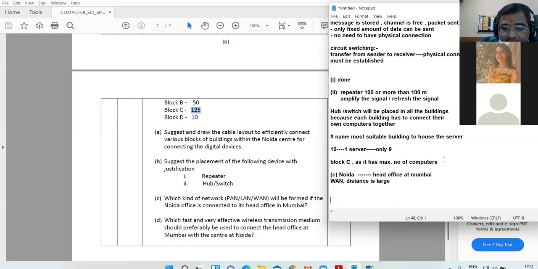Okay, D part. Which fast and very effective wireless transmission medium should preferably be used to connect the head office at Mumbai with the center at Noida? In wireless you have microwave, radio wave and satellite. Bluetooth is not possible at all. Forget infrared. Okay, now I have the question here.